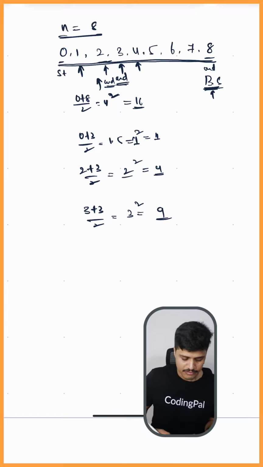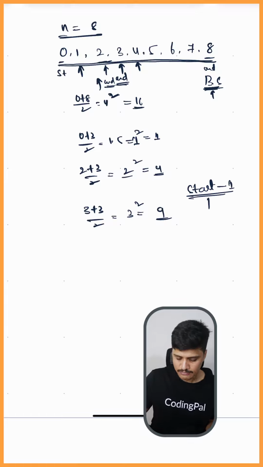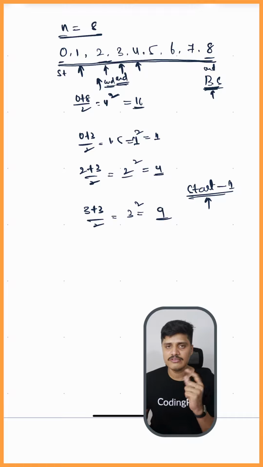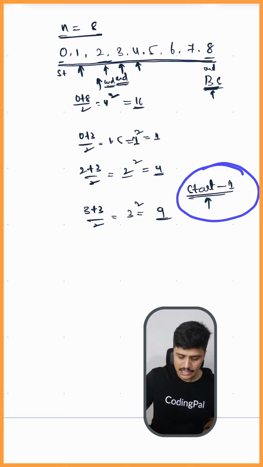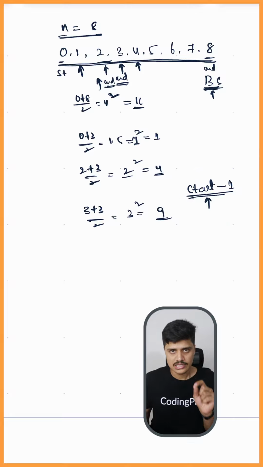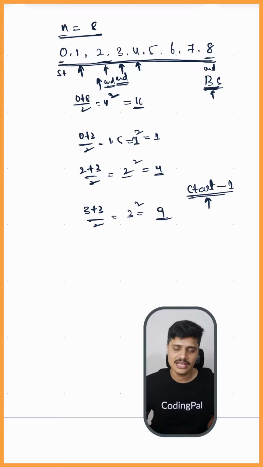In the end, we need to return whatever value we have in start minus 1 to handle the scenarios where we don't have the perfect square root. So this will basically return the nearest integer square root of that particular number. Okay, so that is a binary searching specific technique for solving and finding the square root of a particular number.